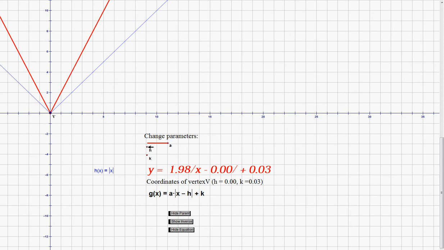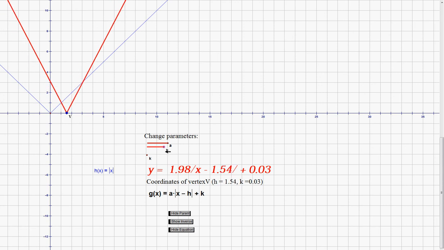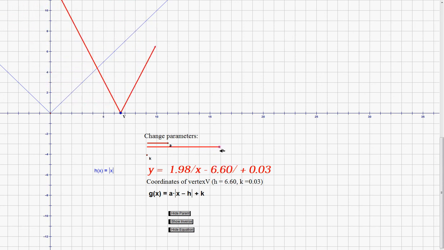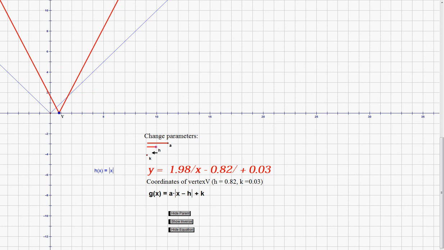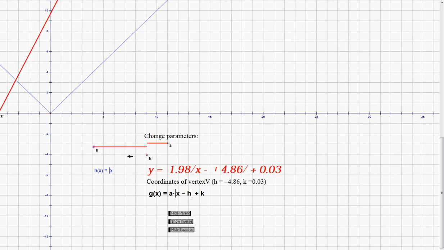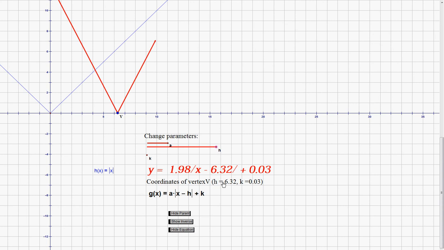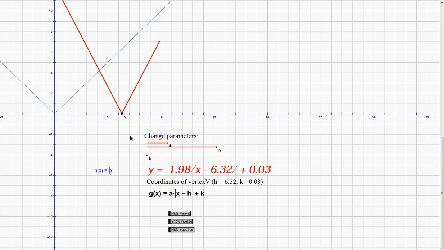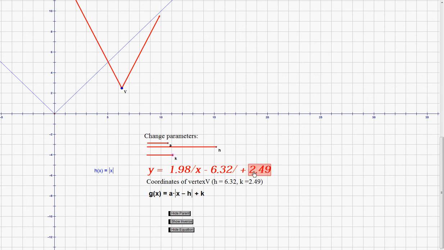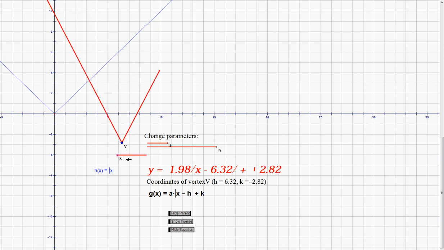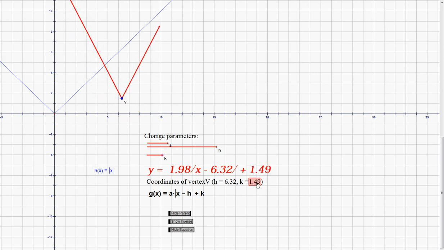Now let's see what happens if I change parameter h. Here is the change of parameter h. In fact, this parameter h is dragging our function left and right, and parameter h actually is the first coordinate of the new vertex of our function. If I play with my parameter k, you will see that this is where it sits in the transformed function, and this one is in charge of vertical translation of the function, and it also gives us the second coordinate of the vertex of the new function.